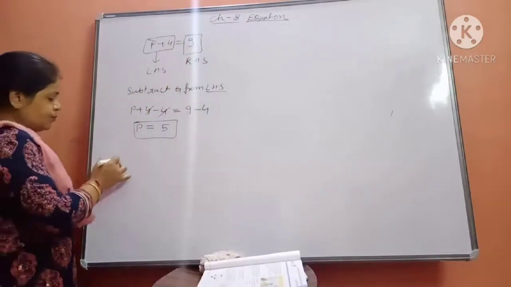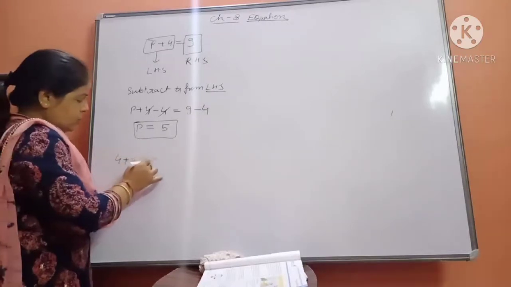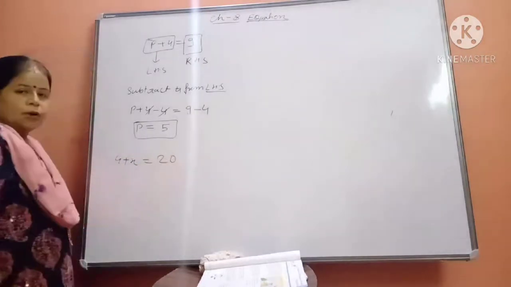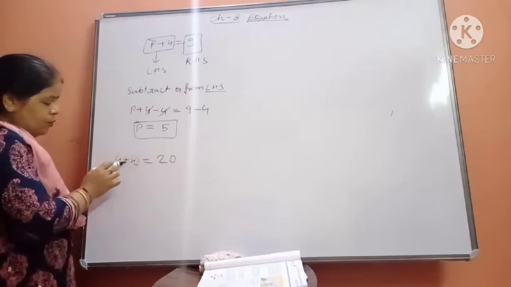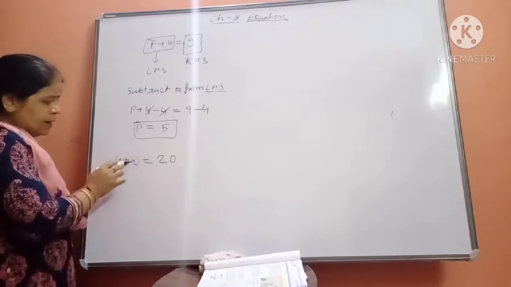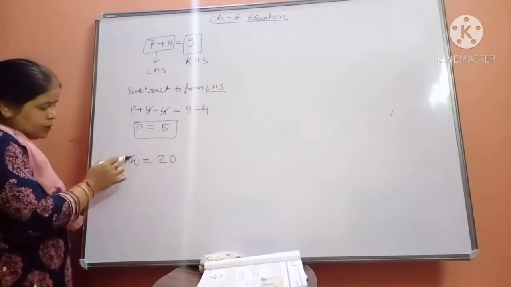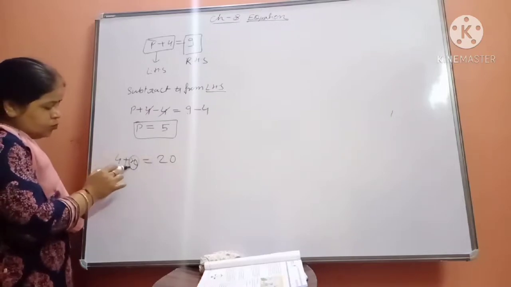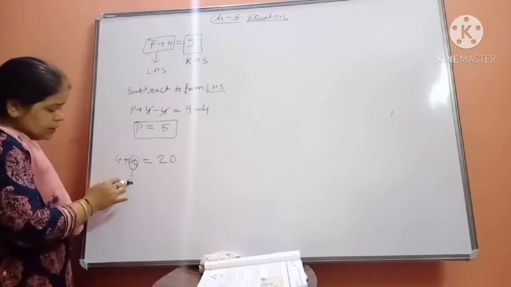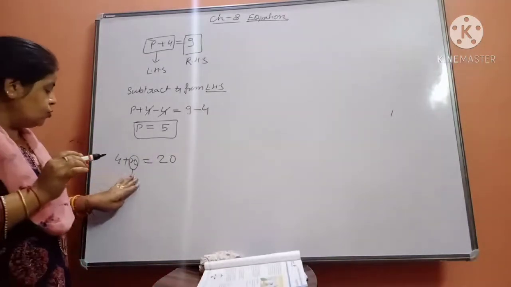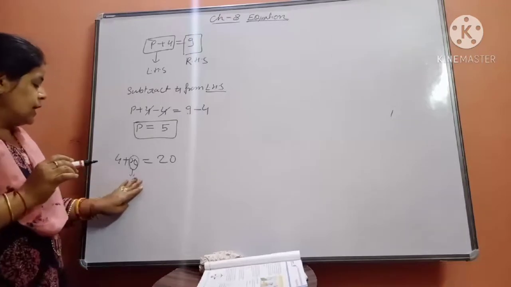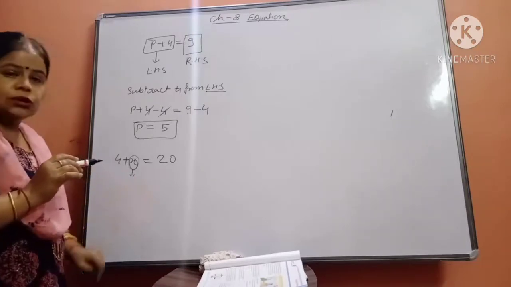Suppose 4 plus x is equal to 20. Here x means an unknown value. If 4 is added to any number, it gives you 20. To which number should you add 4 so that it gives 20? 16. So if I solve this equation, the answer should be 16.